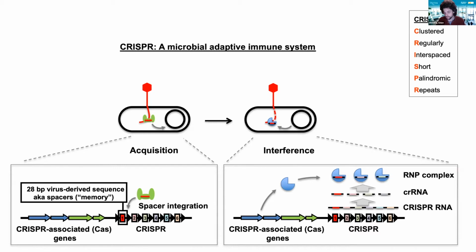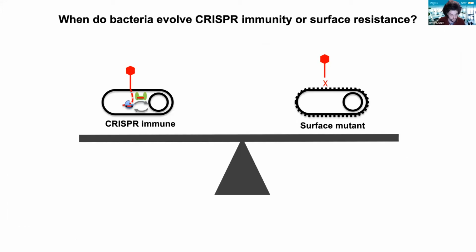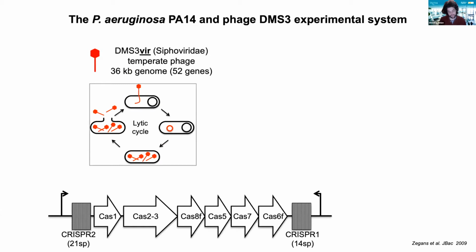Okay, so this CRISPR array is being transcribed into an RNA molecule that is further processed and loaded onto immune complexes. And these immune complexes then can recognize phage DNA simply by base pairing, and they will then destroy the phage genome. So lots of these systems work on the level of DNA, some of them work on the level of RNA. Okay, so what my lab then tries to understand is when will bacteria evolve CRISPR immunity and when will they evolve surface-based resistance? And it turns out that this really depends on the environment.